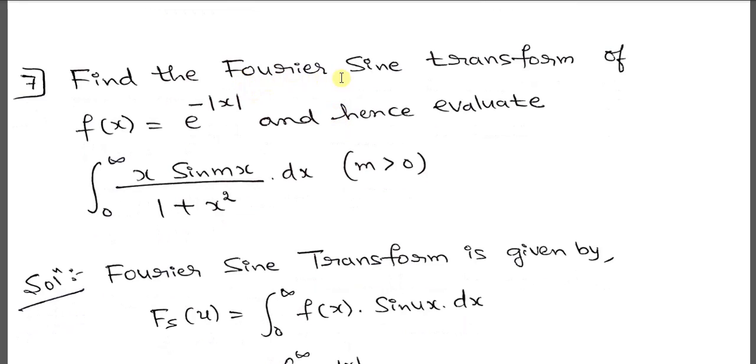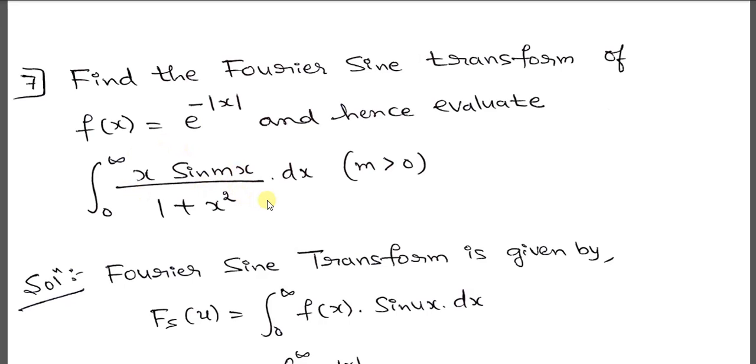Find the Fourier sine transform of f of x equal to e power minus mod x and hence evaluate the integration 0 to infinity x sine mx divided by 1 plus x square into dx, where m is greater than 0. Now the first part is very similar to the previous problems. As usual, we have to write down the formula of the Fourier sine transform and find the answer. But the second part, again, is the evaluation part.